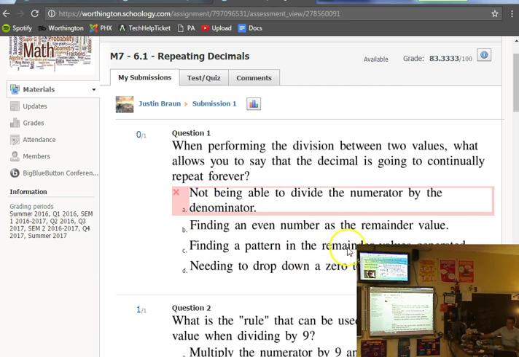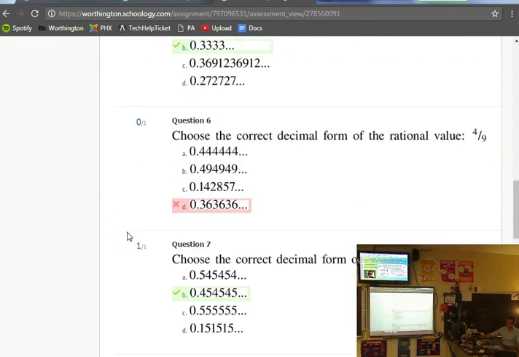So finding a pattern in the remainder values generated, that's what it was. If you missed that last night, this is the actual answer. But if Justin wanted to come work with me and we talked about this, then if I was logged in as me, I could change that 0 to a 1 and give him the points for it. So you can go down through and look at what you missed. You used the wrong rule. You used the 11ths rule instead of the 9ths rule.